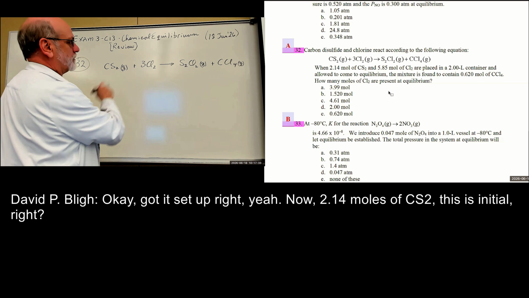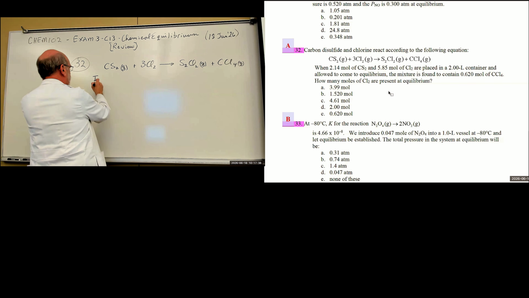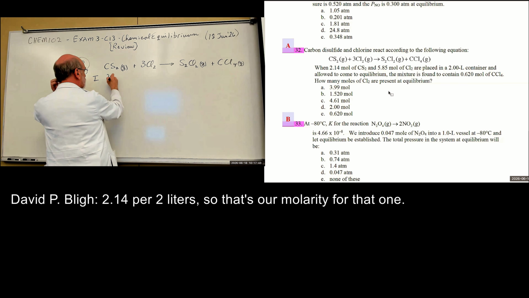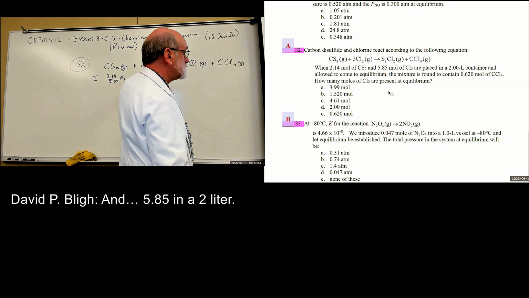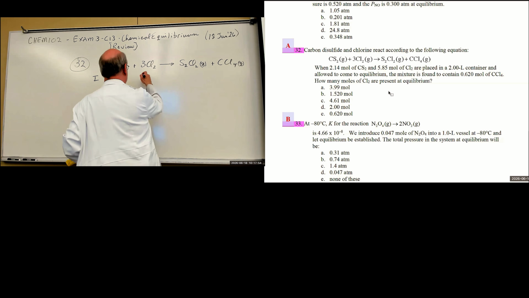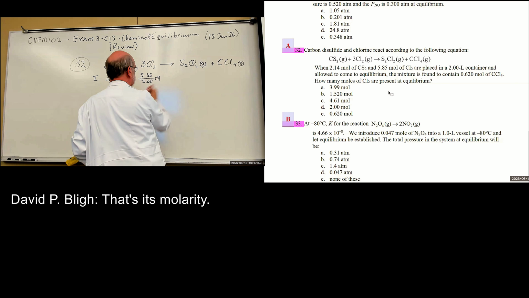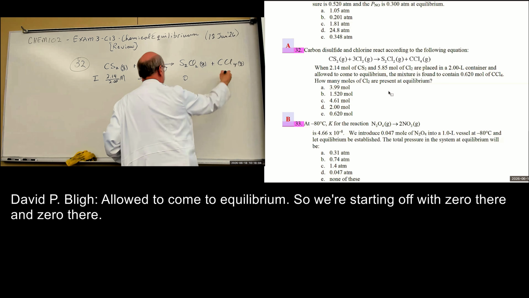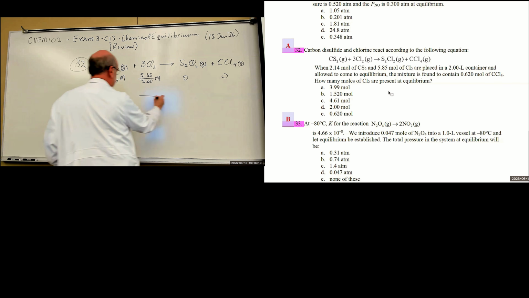Okay, got it set up right? Now, 2.14 moles of CS2. This is initial, right? 2.14 in 2 liters. So 2.14 per 2 liters is our molarity for that one. And 5.85 in 2 liters for this one. That's its molarity. Allowed to come to equilibrium. So we're starting off with 0 there and 0 there.